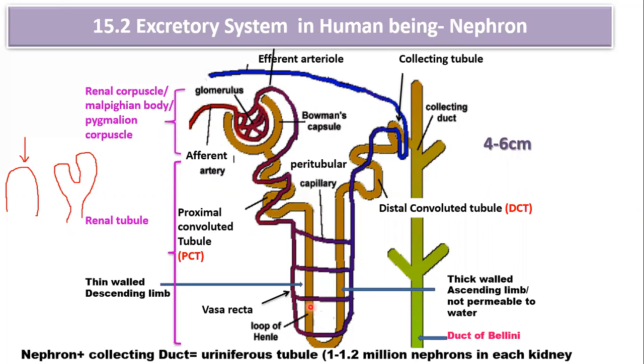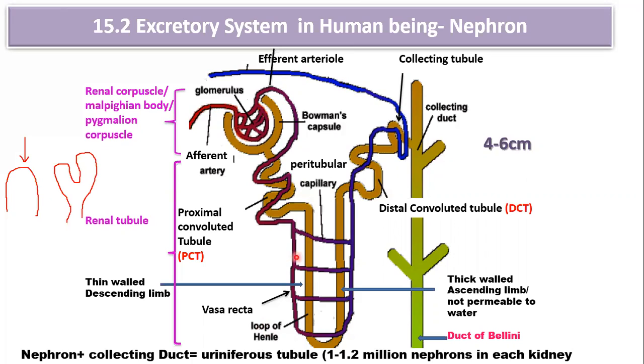Now you can see over here, this is called Henle's loop, and Henle's loop is surrounded by a blood capillary. Can you see there is a blood capillary? The blood capillaries which surround Henle's loop are known as the vasa recta.